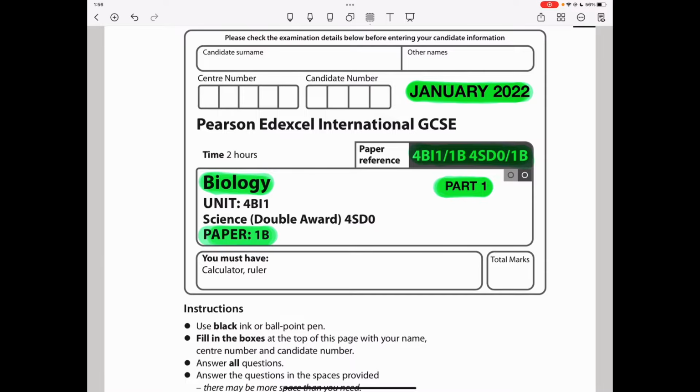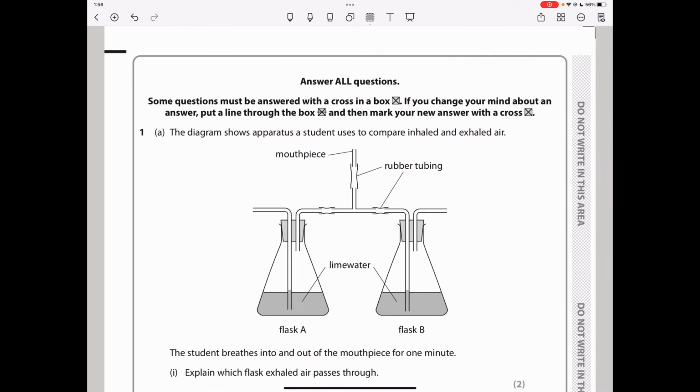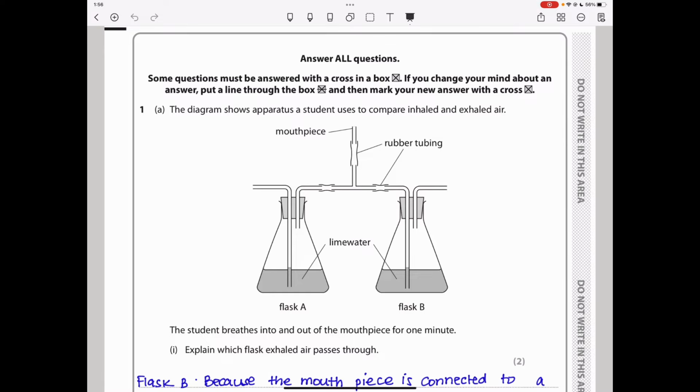Let us begin with the first question. The first question says, the diagram shows apparatus a student uses to compare inhaled and exhaled air. Here we can see there is a mouthpiece and there is a rubber tubing. This is a rubber tubing as well as that, and this is also rubber tubing. We have lime water here and here. There is flask A and flask B.